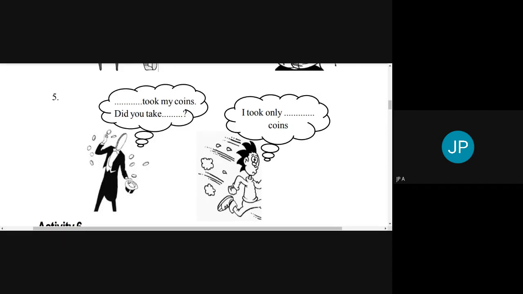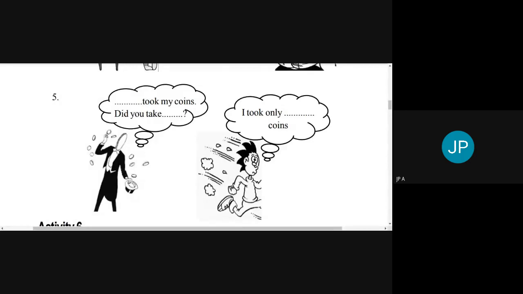Did you take any? Very nice, Joffrey. Did you take any? So we cannot use anybody, because anybody is used with people. So we can use any. Any can be used with things. Very nice. Thank you for the responses. So, someone took my coins. Did you take any?